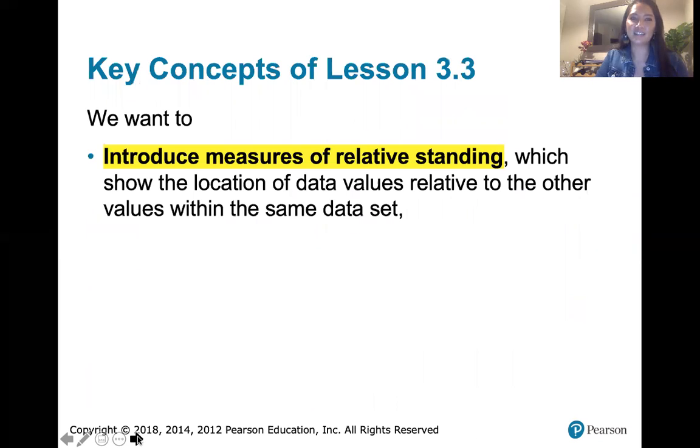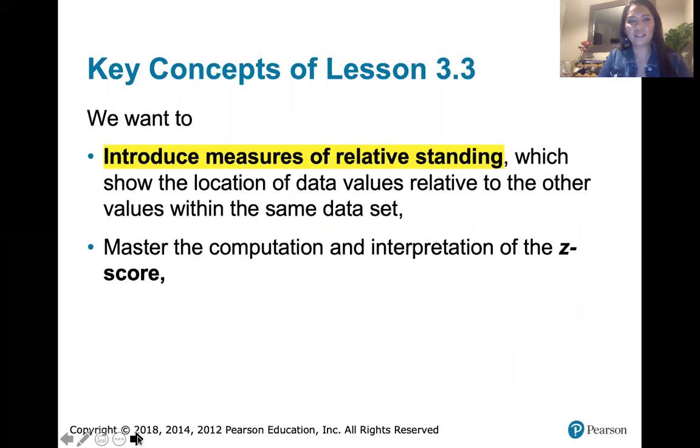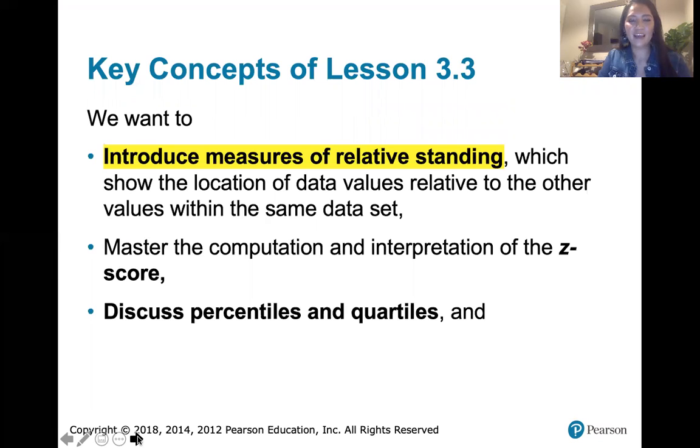So here are the key concepts. First of all, we want to introduce measures of relative standing. These measures of relative standing show the location of a particular data value relative to the other values within the same data set. We also want to master the computation and interpretation of the z-score. That is one measure of relative standing. Then we want to discuss percentiles and quartiles. Those are also measures of relative standing.